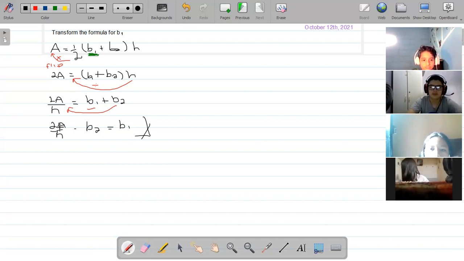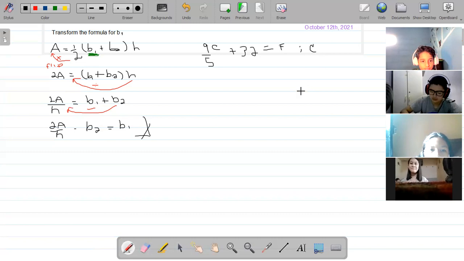Okay, from Celsius to Fahrenheit. So the formula is (9/5)C plus 32 is equal to F. And you're going to solve, obviously, for C because we have already the F alone.